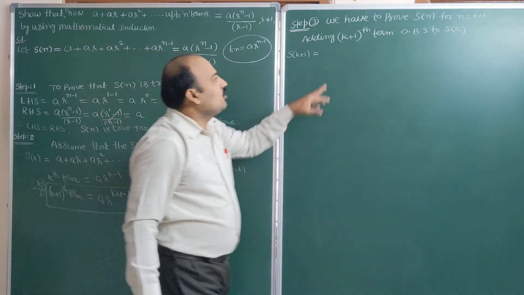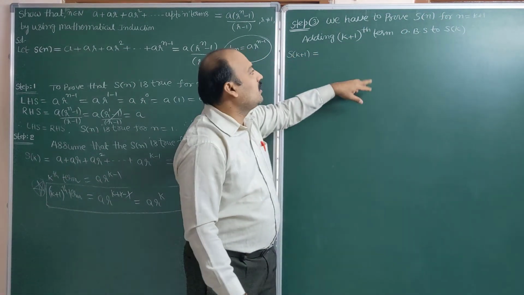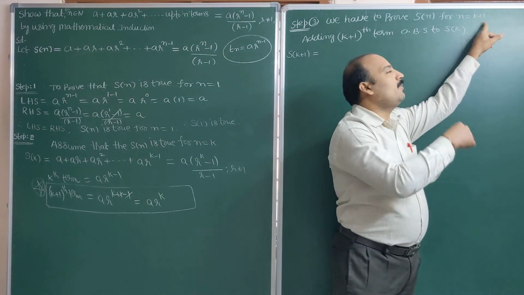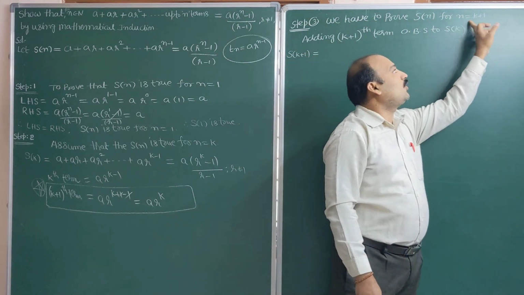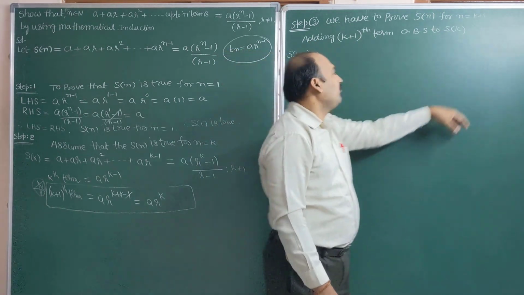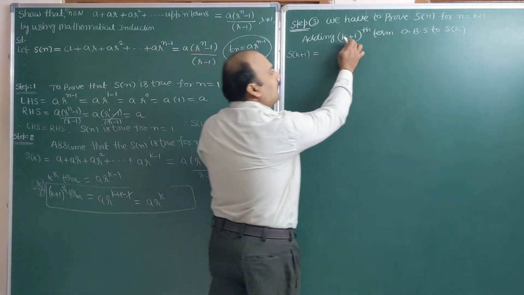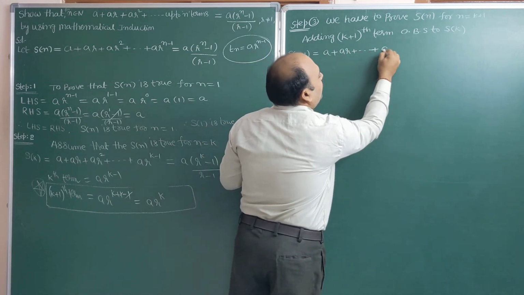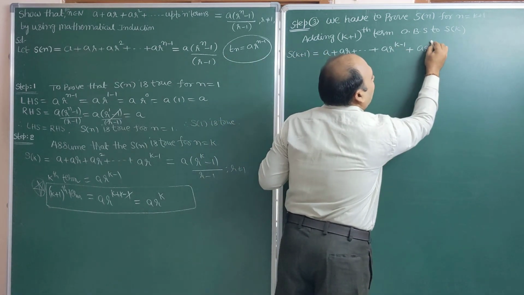So in step 3, we have to prove the given statement S of n for n equal to k plus 1. Here, you may not be able to see, I think, because of the bulb effect, so I am explaining here. We have to prove that S of n is true for n equal to k plus 1, adding the k plus 1th term on both sides to S of k. So what is S of k? This is S of k value. For this we are adding on both sides the k plus 1th term: a r plus and so on, a r power k minus 1. What is the k plus 1th term? A r power k, that we are adding.